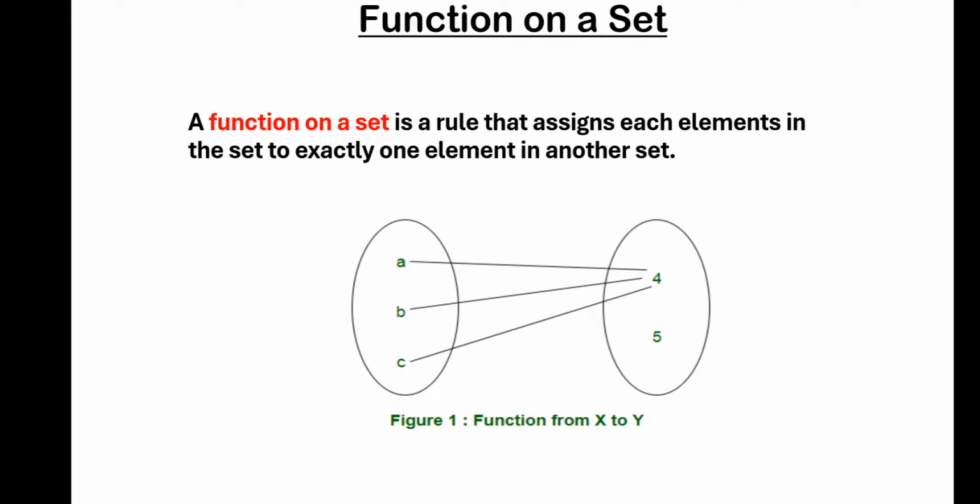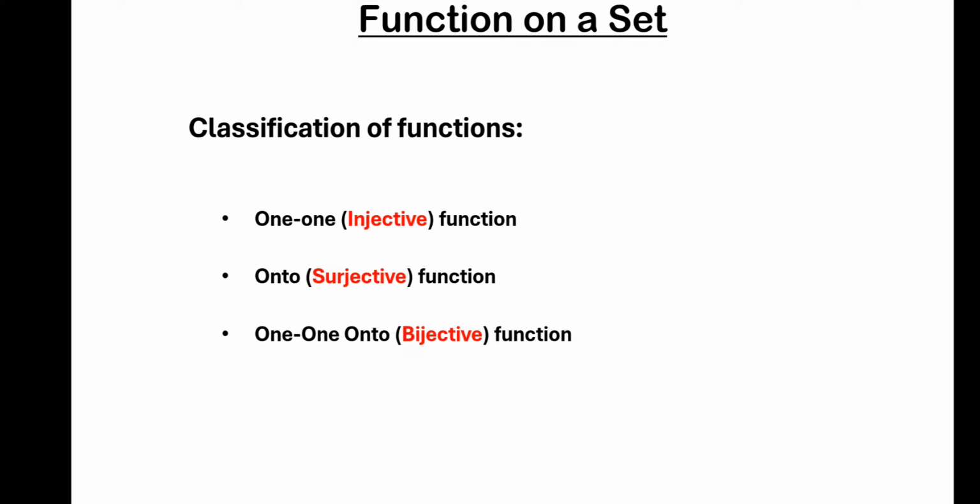The way the element in Y is chosen is by a certain rule, or as we call it, a function or a map. In mathematical words, a relation from a non-empty set to another non-empty set is said to be a function if each element from the domain corresponds to an element in the codomain. Classifying the functions, we have one-one or injective function, onto or surjective function, one-one onto or bijective function. Let's see them.